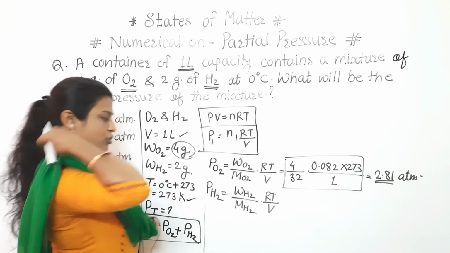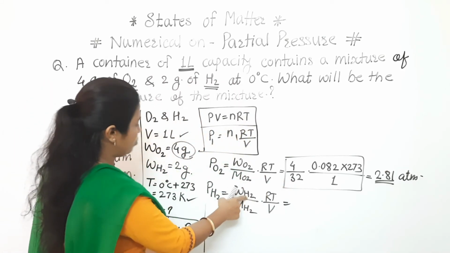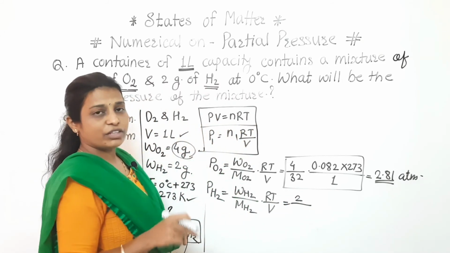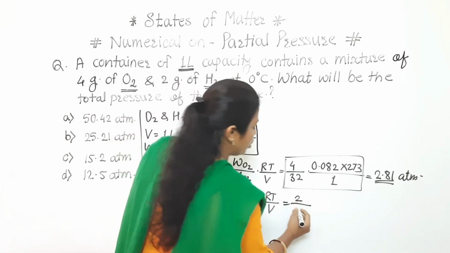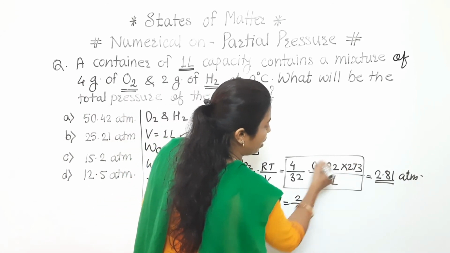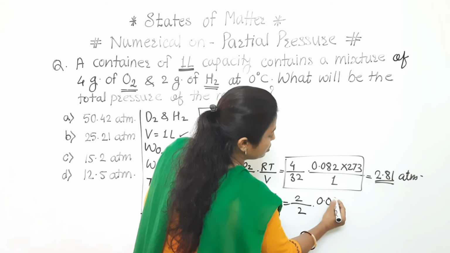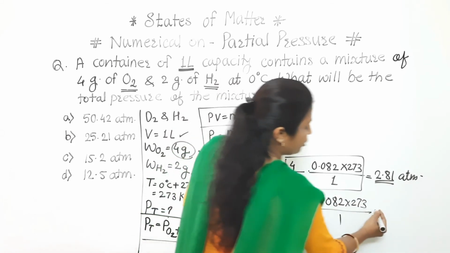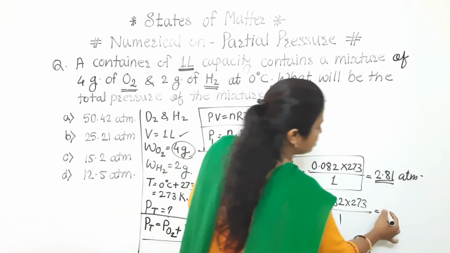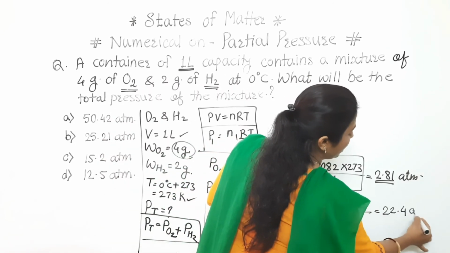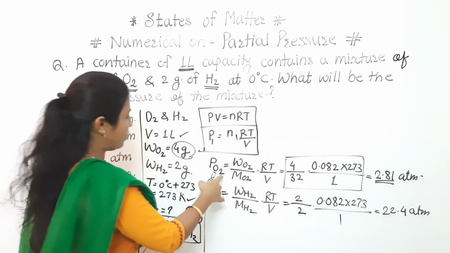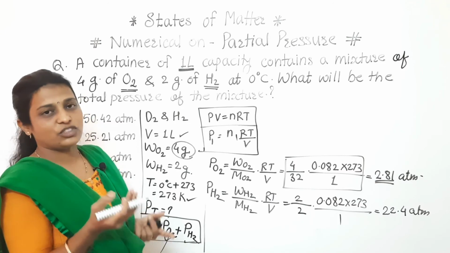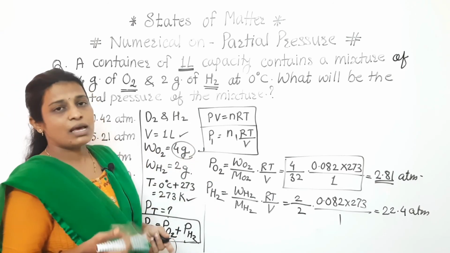Partial pressure of hydrogen. Here also hydrogen mass is 2 gram. What is the molar mass? Hydrogen has mass number 1, and the number of hydrogen atoms is 2, so 2 divided by 2, that part will be the same. Into 0.082 into 273 divided by 1. If we calculate all this, our answer will be 22.4 atm. So we have completed this calculation and this calculation. The remaining part is just to take the sum of these partial pressures.